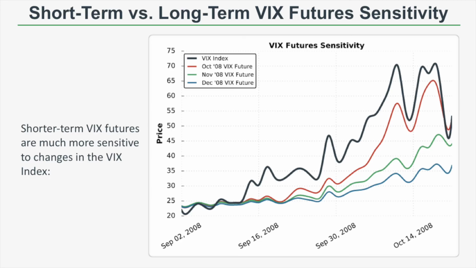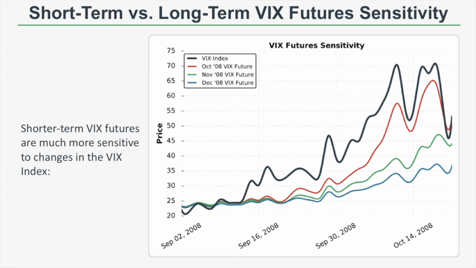As we can see here, the VIX rose from 22.5 to 70 in a matter of a few months, and the October future rose from 22.5 to 65 at the highest point. Now, if we look at the November VIX future, it started around 22.5, but it only rose to about 47.5. If we look at the December VIX future, it started around the same place, around 22.5, but with that same VIX movement, it only rose to a level slightly higher than 35. So shorter-term VIX futures contracts are more sensitive to changes in the VIX index, while longer-term VIX futures are less sensitive.